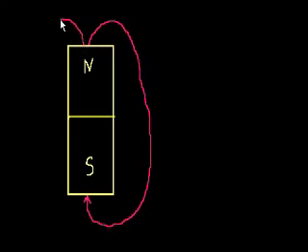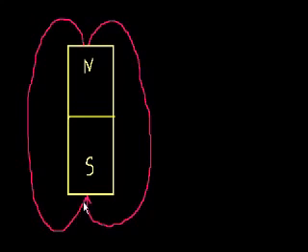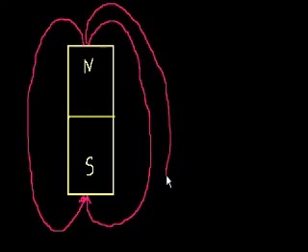So its path would look something like this. And if it started here, maybe its path would look something like this. Or if it started here, maybe its path would look something like this. I think you get the point.